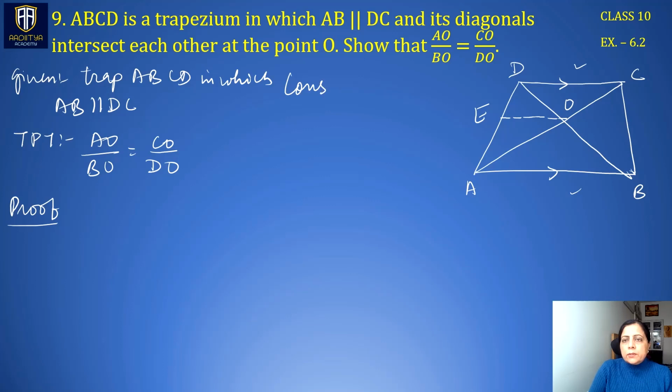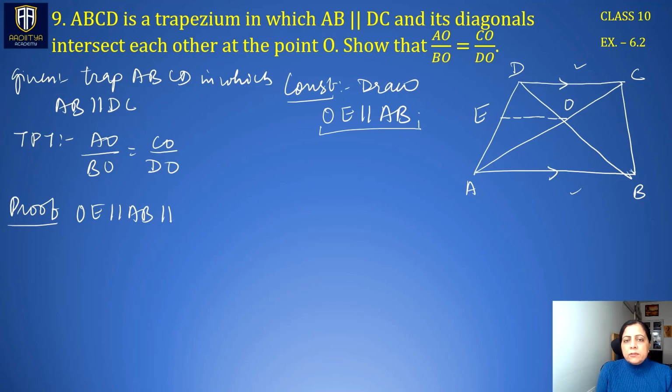So write construction here. Draw OE parallel to AB. Right? We cannot say this is parallel to both the parallels at the same time. We can only draw one line parallel to one line, though it is known that since OE is drawn parallel to AB and AB itself is parallel to DC, we can say that these three lines will be parallel, right? So now these three lines are parallel.